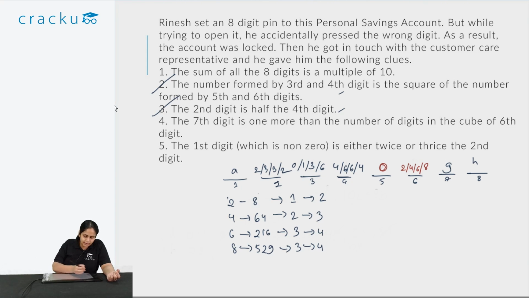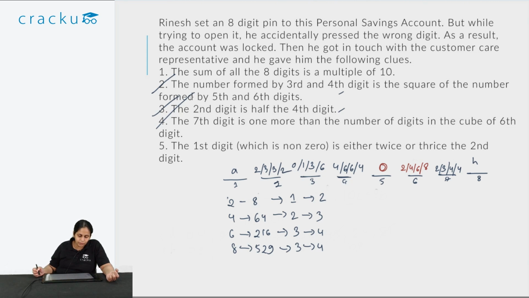So I'll replace the G also. So this is then 2, 3, 4, 4. Okay. Now I found all the values for this. Now I've used up this also.